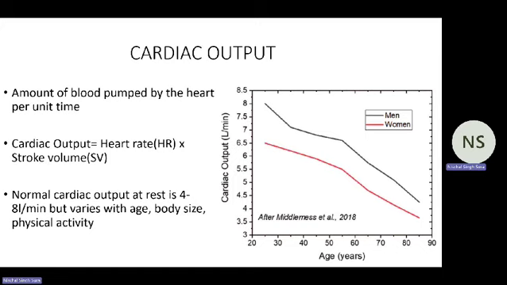And normally we say that the cardiac output is around 4 to 8 liters per minute, but it really varies with a lot of factors such as age, body size, or physical activity. And on the right, you can see a graph which shows the cardiac output in men and women. So we see that with age, both in men and women, the cardiac output is decreasing, and also cardiac output tends to be higher in men than women.